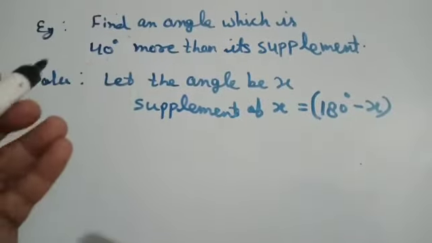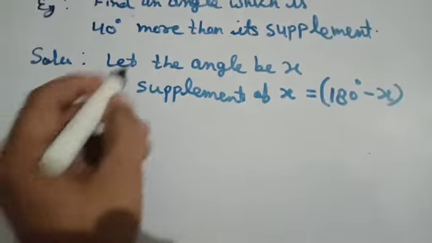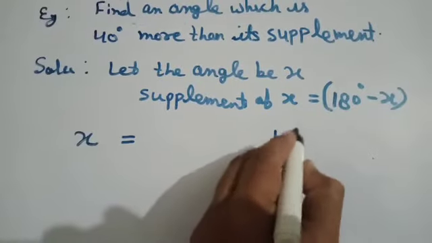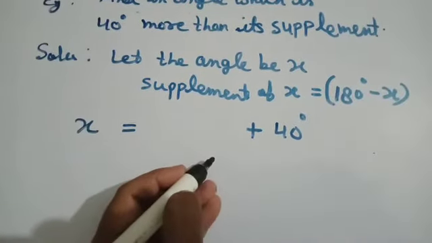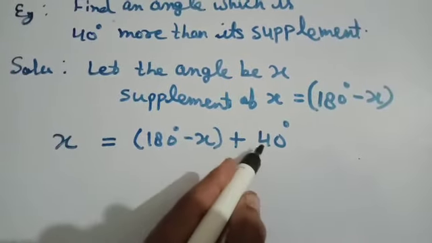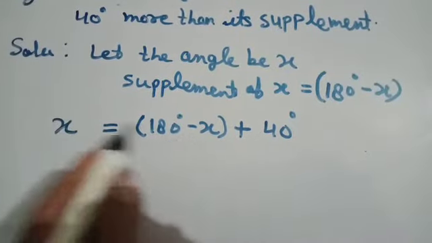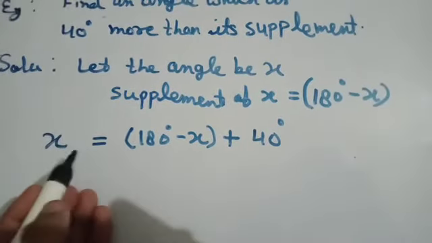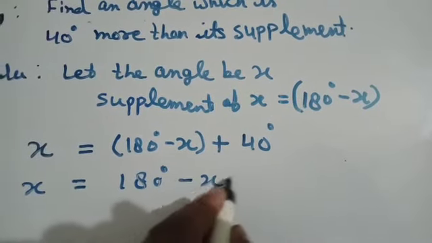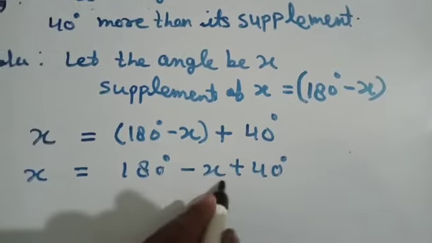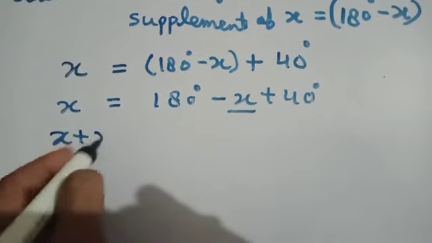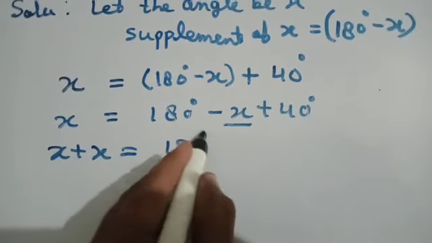Now according to the question, the angle X is equal to 40 degree more than its supplement. This is the supplement of X, and both sides are equal. Now solve: 180 degree minus X plus 40 degree. Taking like terms aside, variable X plus X is equal to 180 degree plus 40 degree.